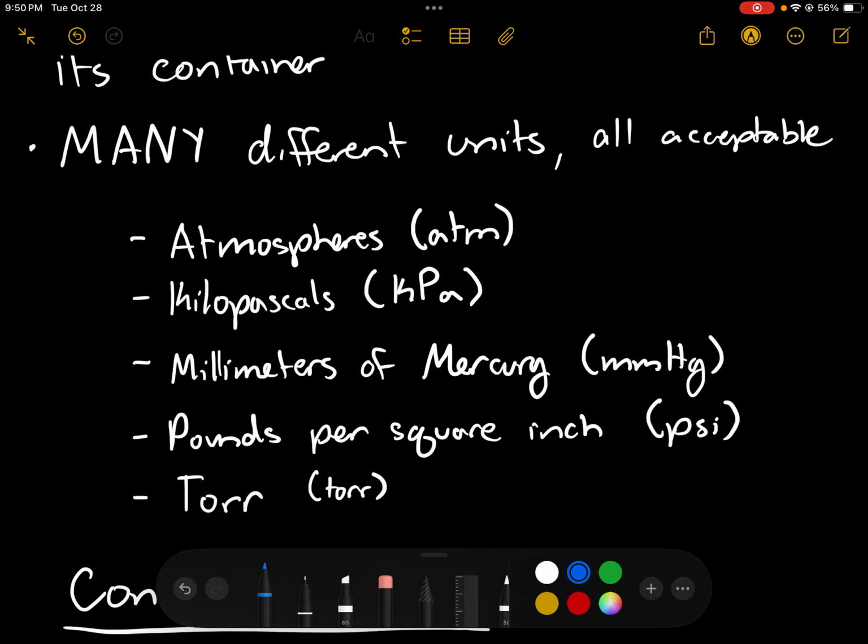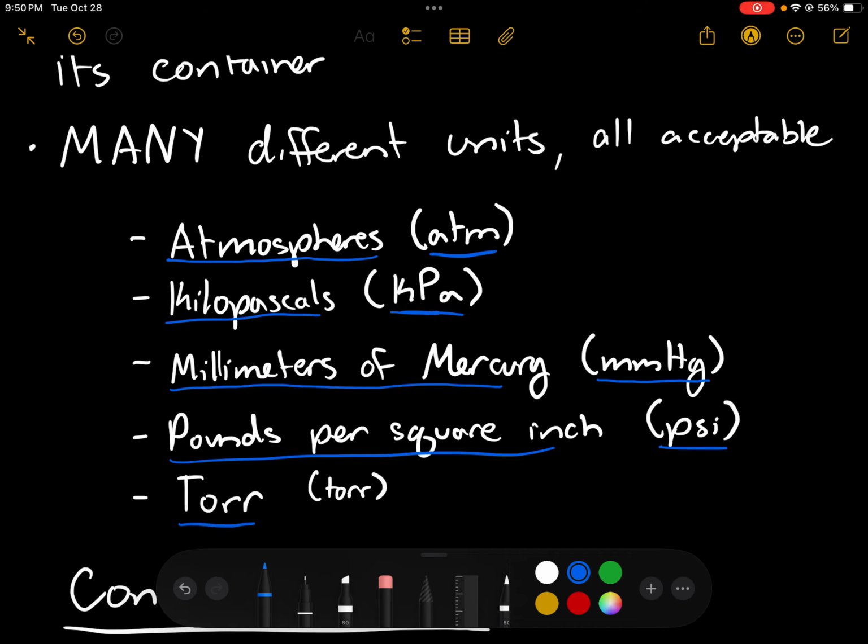But the catch is that whatever your pressure units are, they need to match each other if there's more than one pressure value in your equation, and some constant values require specific pressure units. So I'll teach you how to identify that. The first one is atmospheres, which you're going to see the most often abbreviated ATM. Then there's kilopascals, abbreviated kPa. Millimeters of mercury is going to be abbreviated mmHg. Pounds per square inch is abbreviated PSI. And finally, there's an odd one every now and again you'll see as torr, and its abbreviation is still torr. But that one I would say is the most rare overall.